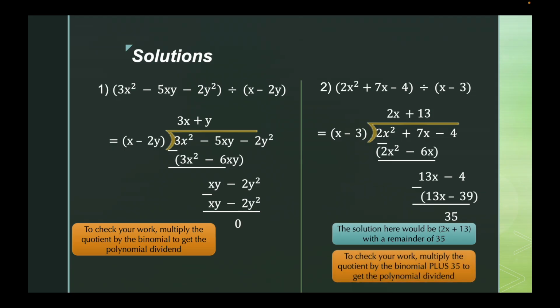Again, if you wanted to check your work, because you're somebody who wants to do that, you can still multiply the quotient, 2x plus 13, by the binomial, x minus 3, but once you do the multiplication, because you have a remainder, you have to add 35 to the answer to your multiplication afterwards, and when you do that, you should get 2x squared plus 7x minus 4, which is your dividend up here.